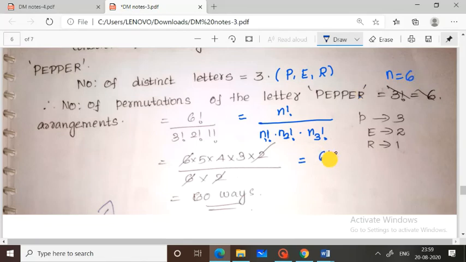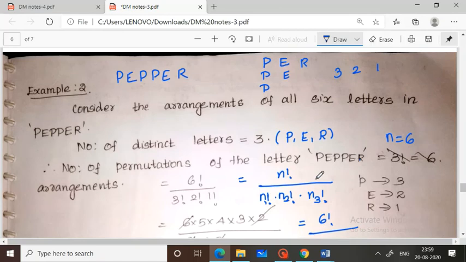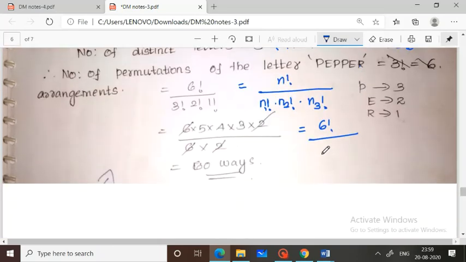So 6 factorial divided by n1 factorial. What is n1 here? Let us take n1 equal to 3, n2 equal to 2 and n3 equal to 1. So on substituting, you will get 3 factorial into 2 factorial into 1 factorial. That is equal to 6 factorial. You can directly use the calculator and find the answer, which is equal to 60 ways.